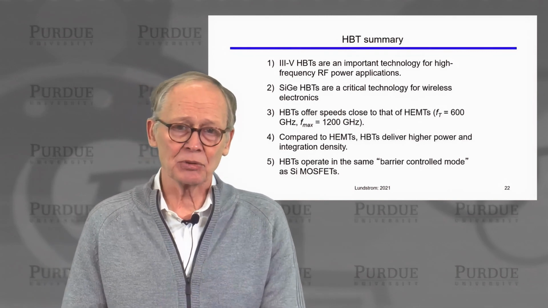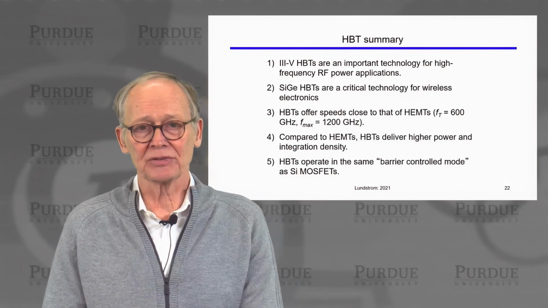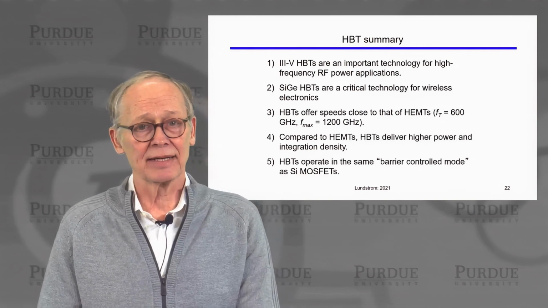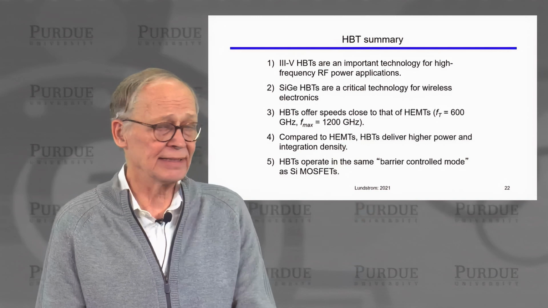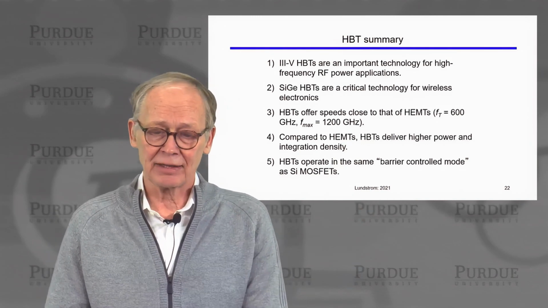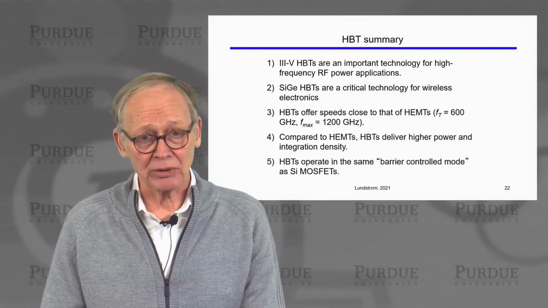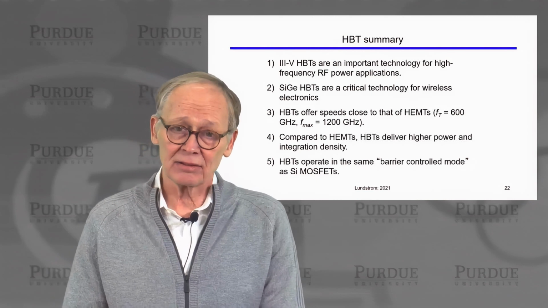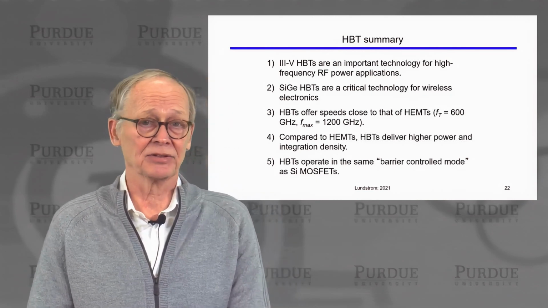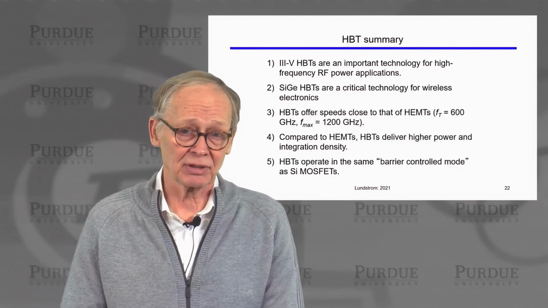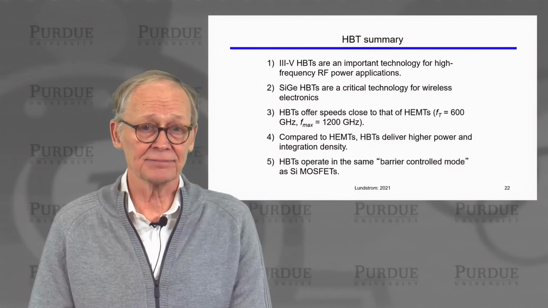So to summarize bipolar transistors, most bipolar transistors used these days are heterojunction bipolar transistors. III-V HBTs are an important technology for high-frequency RF power applications. Silicon germanium HBTs are a critical technology for wireless applications, and we use them in some of our personal electronic products like cell phones.